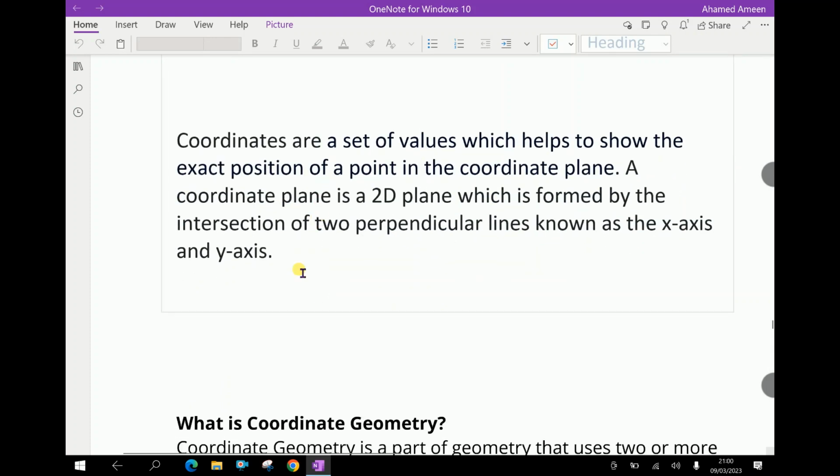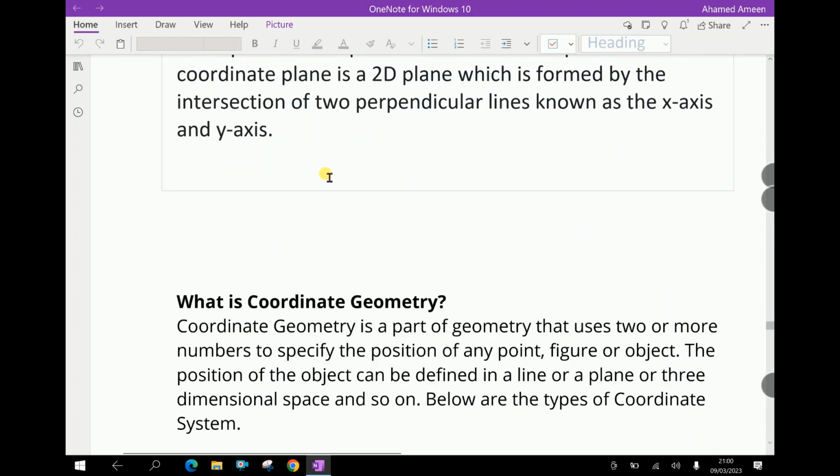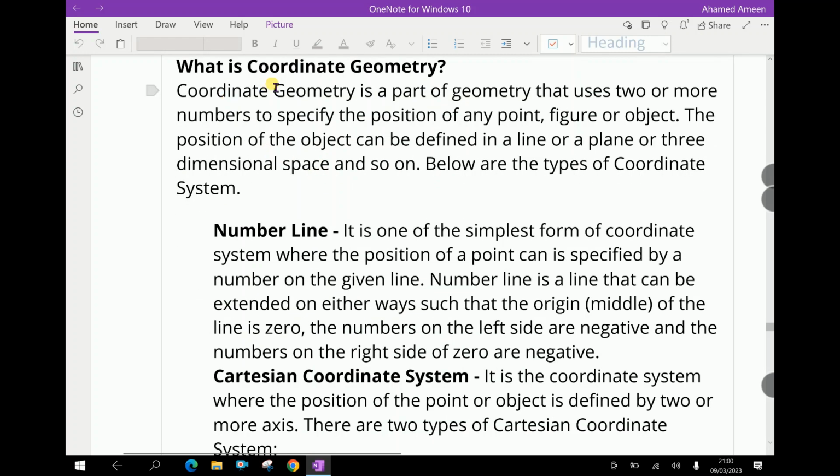Coordinates are a set of values which help to show the exact position of a point in the coordinate plane. A coordinate plane is a 2D plane formed by the intersection of two perpendicular lines known as the x-axis and y-axis. This is the basis for the coordinate system. What is coordinate geometry? Coordinate geometry is a part of geometry that uses two or more numbers to specify the position of any point, figure or object. The position of the object can be defined in a line or a plane or three-dimensional space and so on.